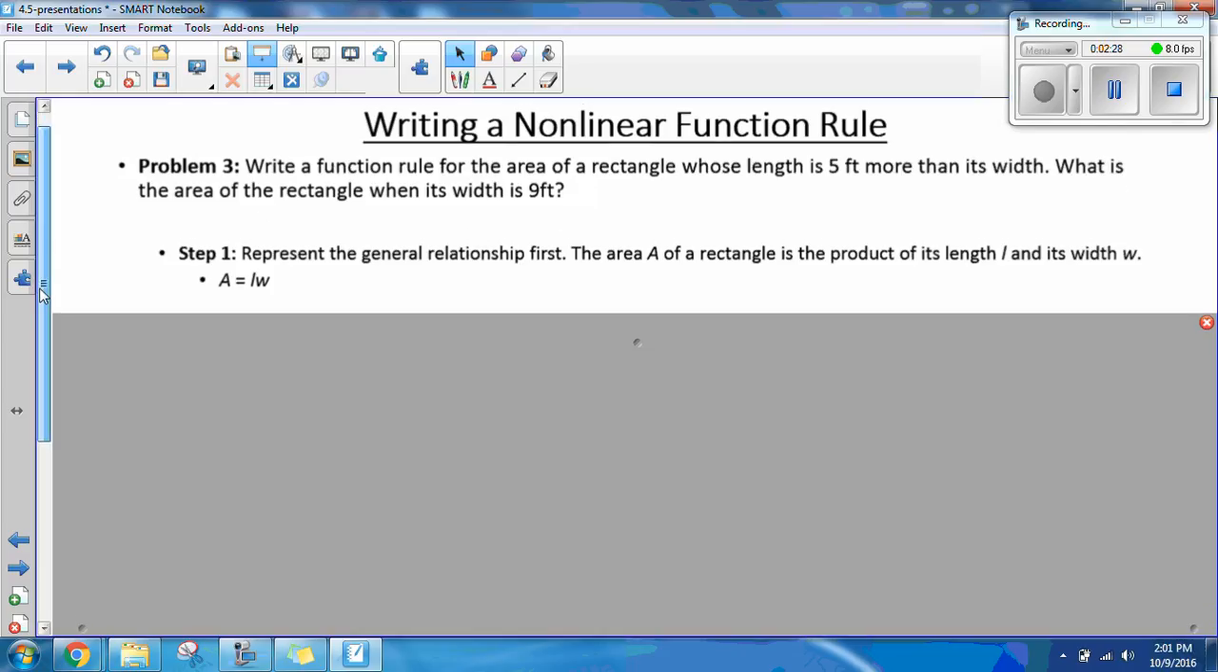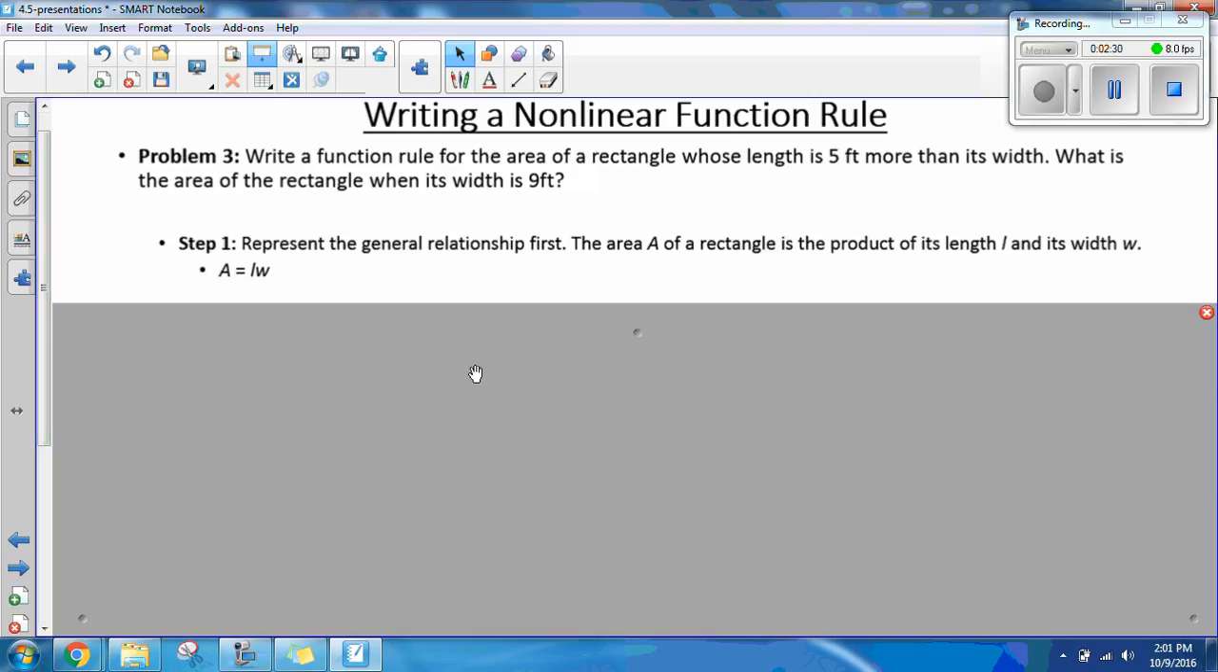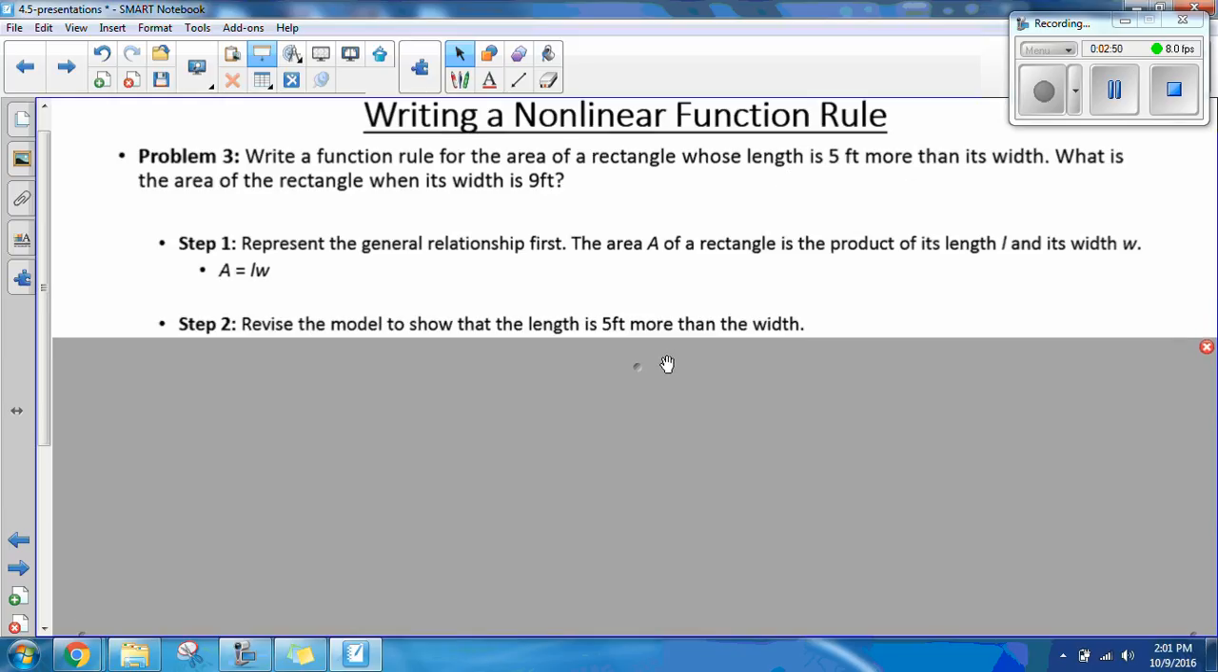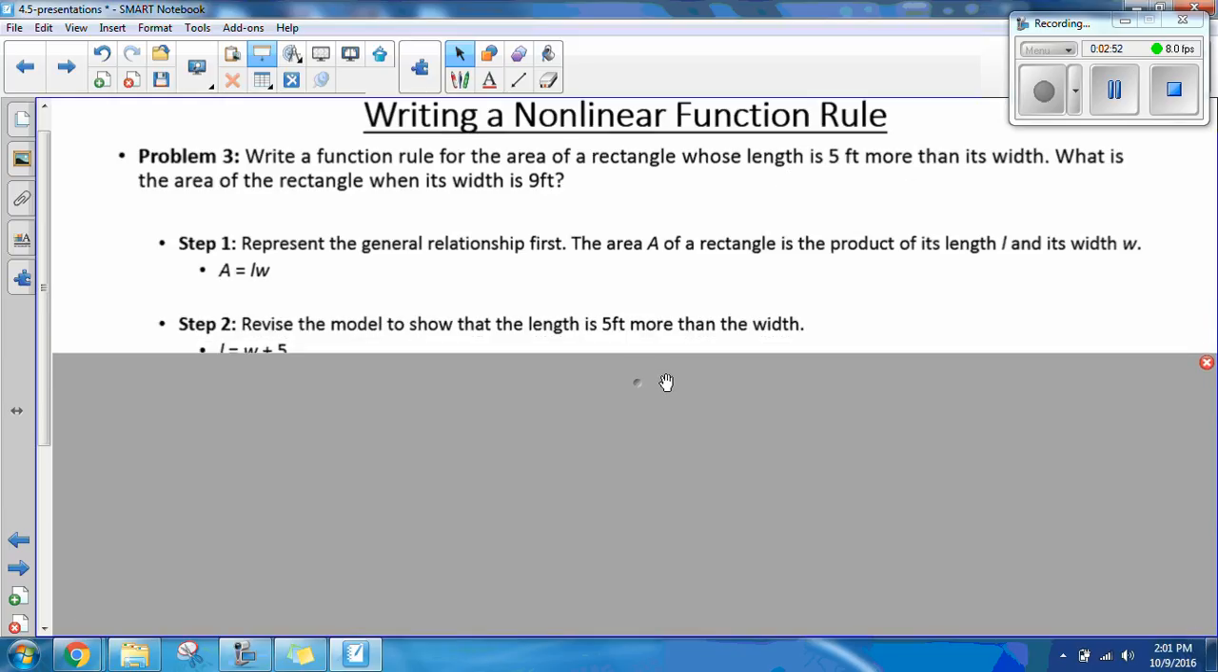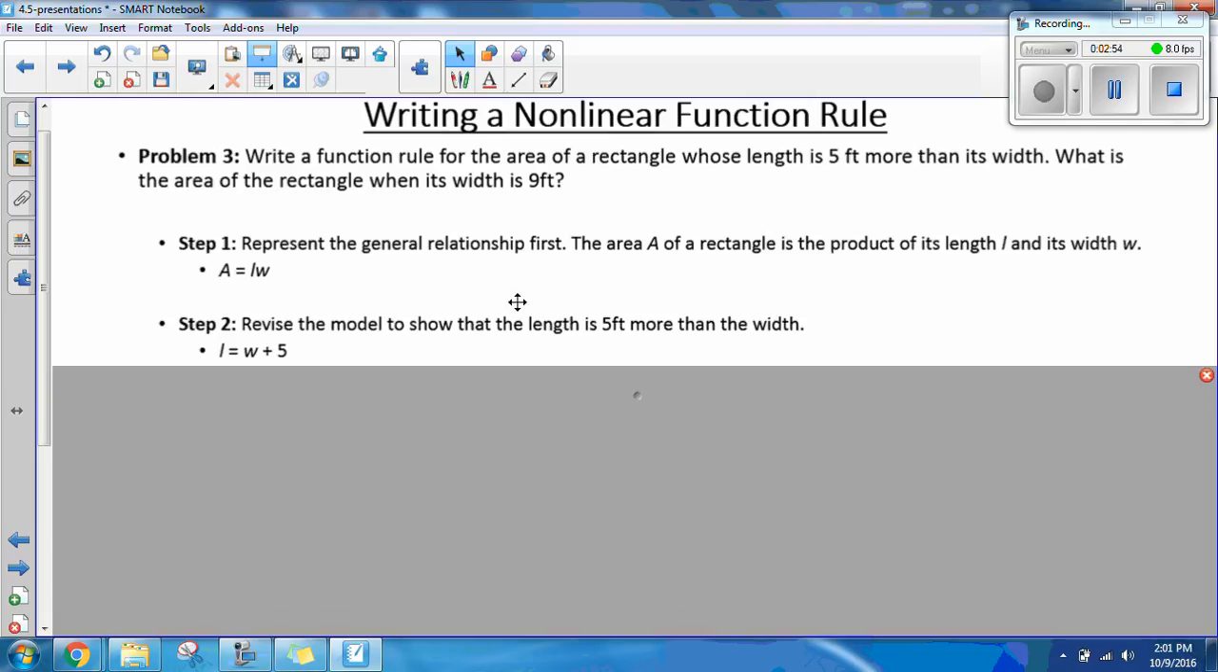So the first thing you need to do is figure out the general relationship first. We know that the area of a rectangle is the product of its length and its width. So we can write our formula A equals L times W. But we're also given some more information. We're given that the length is 5 feet more than its width. So we need to revise the model to show that.